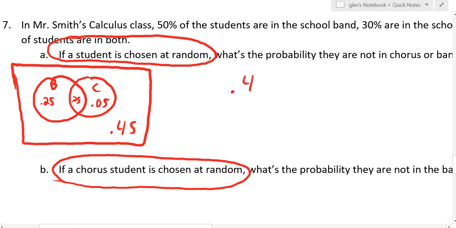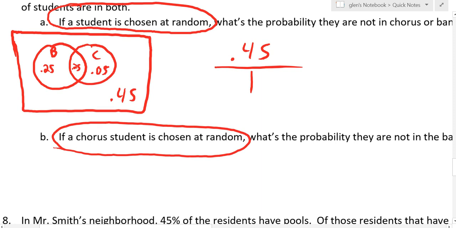0.45, and we're technically dividing that by 1, the whole group. Okay, so just 0.45, but really what's happening is you're dividing that by 1, because you're looking at all the students, which make up 100% of them. But down the bottom, if a chorus student is chosen at random, so now we're only looking at the chorus students. Well, what percent do they make up?